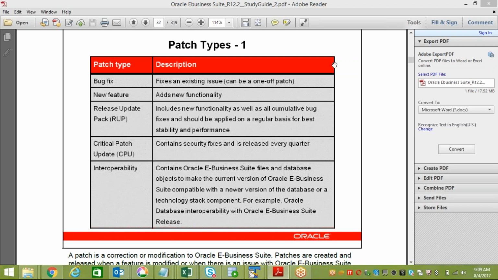And don't worry about okay, these many types of patches are there. Do we need to know how to apply all these types? How do we apply a bug fix? How do you apply a new feature? How do you apply the rollup, or how do you apply the CPU? You don't need to worry. These are all the different types of patches.